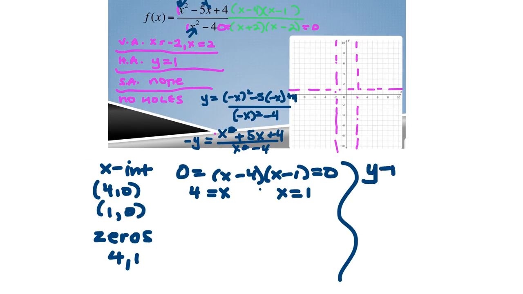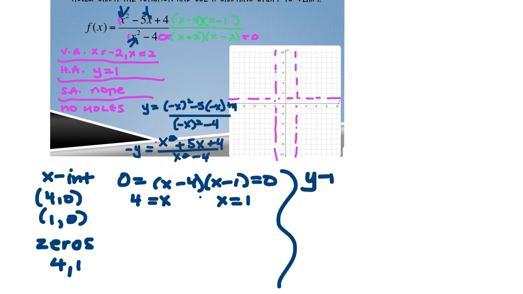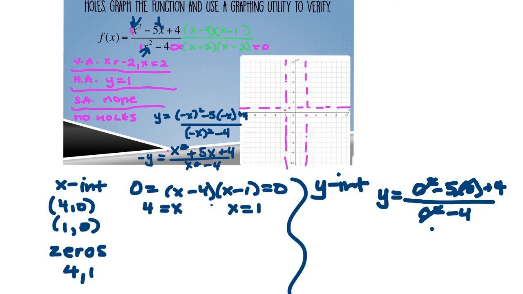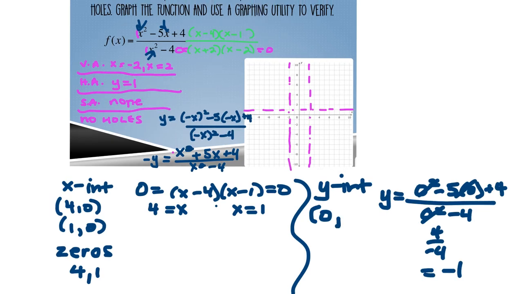And then the y-intercept. This time I'm going to plug 0 in for x. 0 squared minus 5 times 0 plus 4 over 0 squared minus 4. Cancels, cancels, cancels. Positive 4 over negative 4. Negative 1. With me so far? Yeah? Questions up to that point?